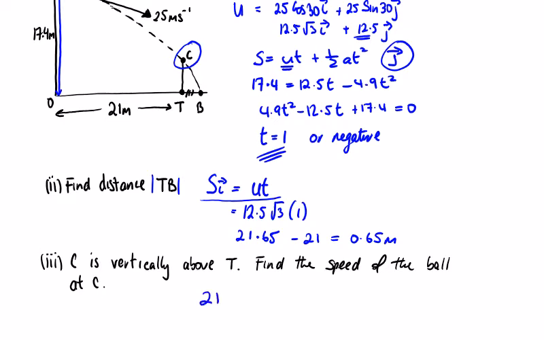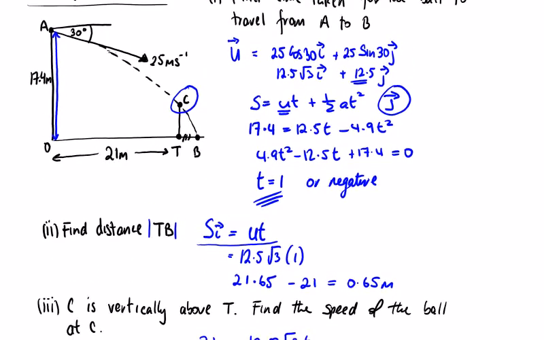So 21 is the distance traveled in the i direction. That's going to be equal to ut, and we know u is 12.5 root 3 in the i direction times t, and 21 divided by 12.5 root 3 gives an answer of 0.9699 seconds. So now we can get the distance traveled in the j direction.